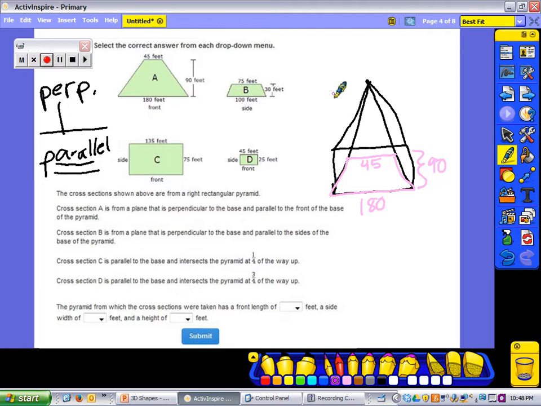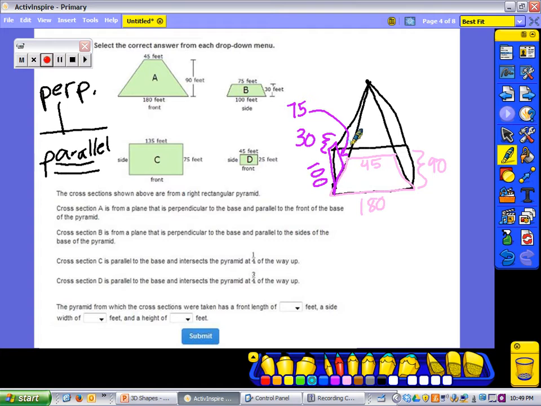Okay, and you can see that B doesn't go up quite as far. So B is on the side, and it has 100 feet down here, and then 75 feet for that top dimension, and it is 30 feet tall. Now we get to cross-section C, and it is parallel to the base and intersects the pyramid at 1/4 of the way up.